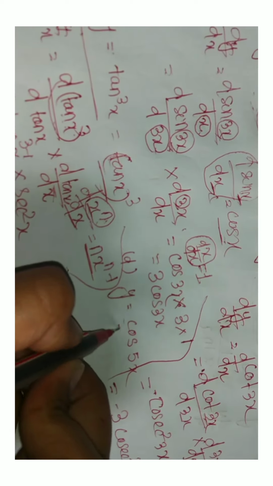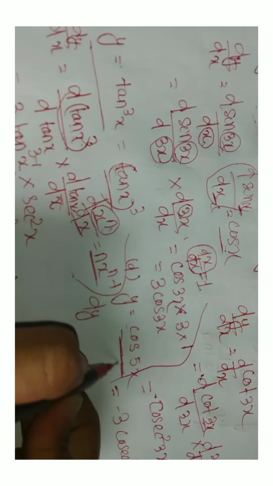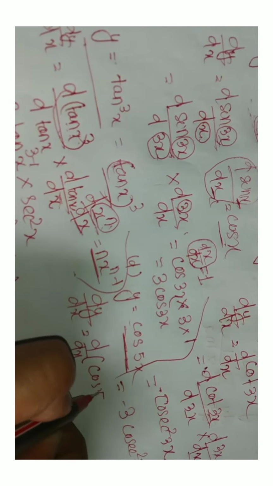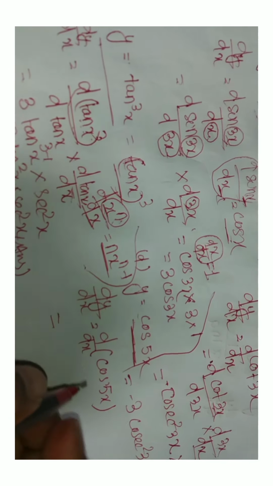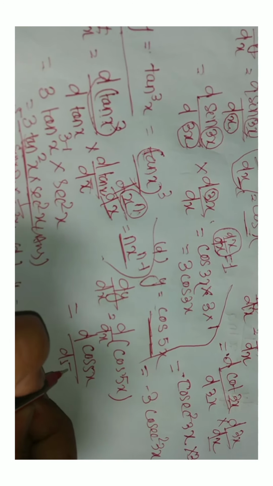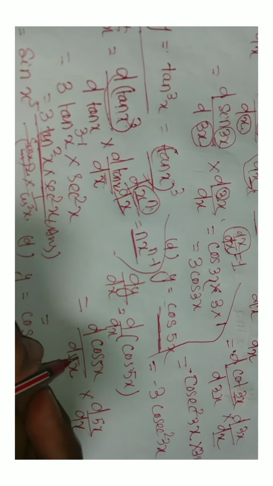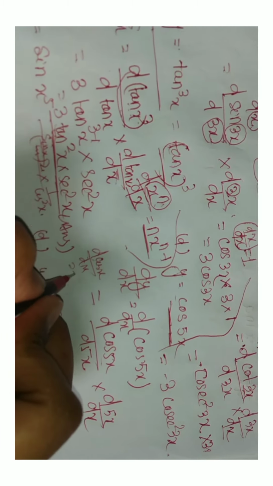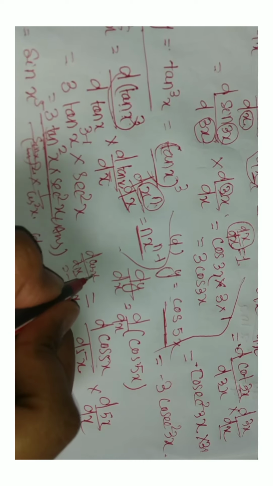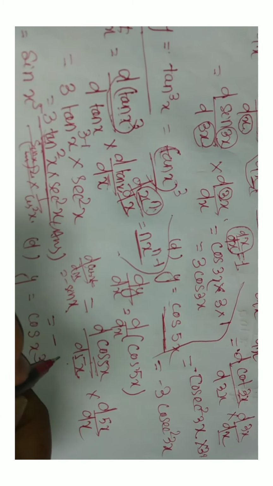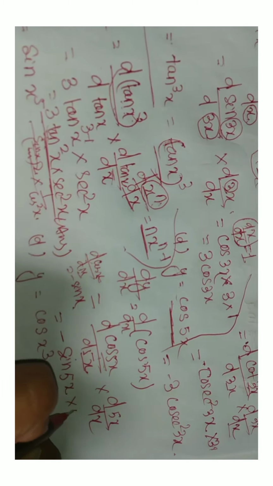Another question, y is equal to cos 5x. The derivative of cos 5x by dx is equal to the derivative of cos 5x by d5x into d5x by dx. We know the derivative of cos x is equal to minus sin x. Here we have 5x, so the derivative of cos 5x is equal to minus sin 5x into 5.